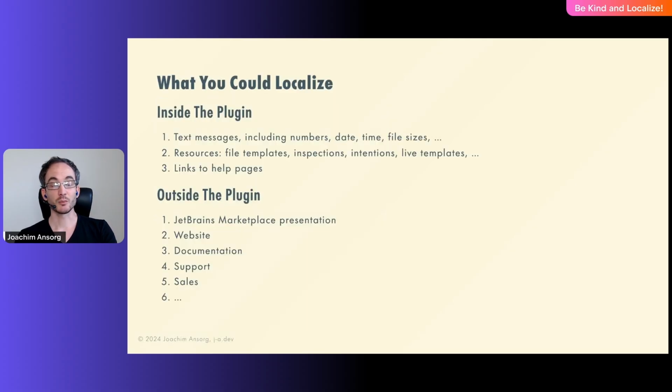So the question is what you could localize. There are a few things you could localize inside your plugin. That's text messages, including numbers, date, time, file sizes, whatever you're going to show. There are a few resources of a plugin, which is usually file templates, inspections, which have a description, for example, intentions, live templates. There are a few more things you could localize. There are also links to help pages.